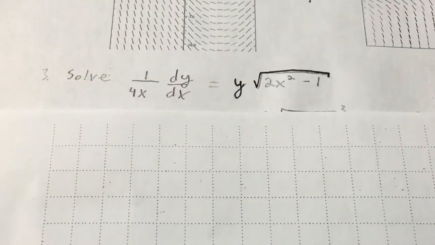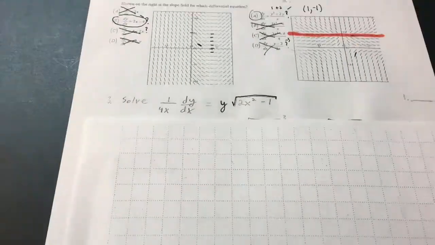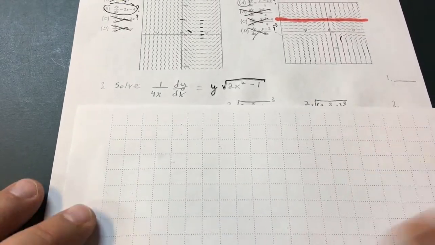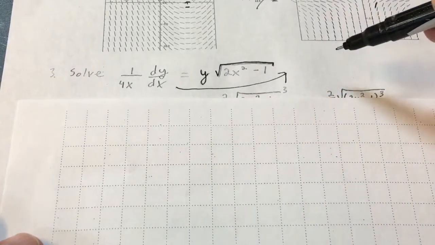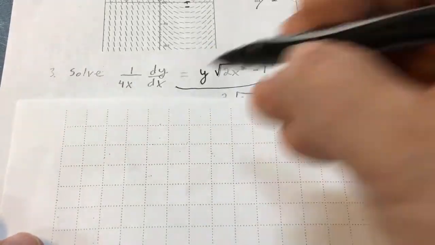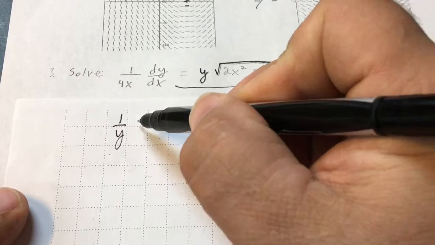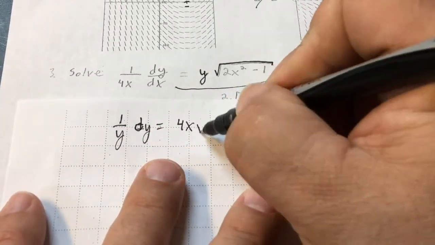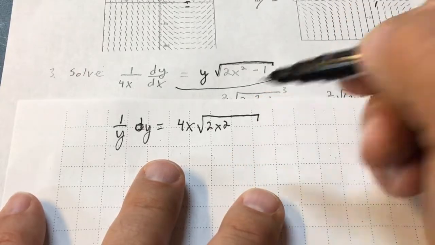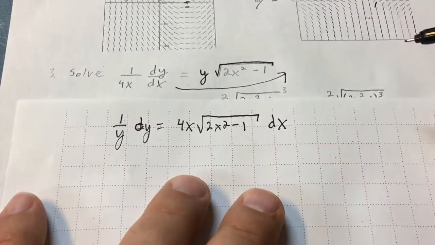Let me go about this and solve this and see if I can match it up with any of the answer choices. So the first thing I want to do is separate the variables. I'm going to kick the 4x dx over to the other side, and then I'm going to divide both sides by y. And that's going to give me, for number 3, 1 over y dy equals 4x square root 2x squared minus 1 dx.